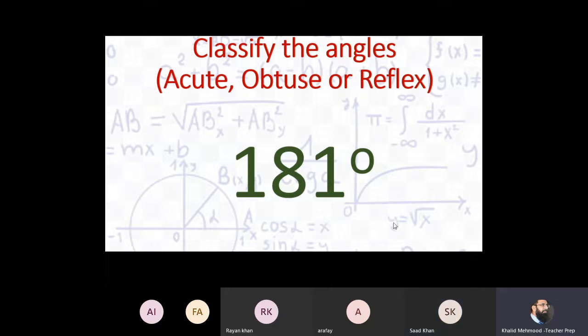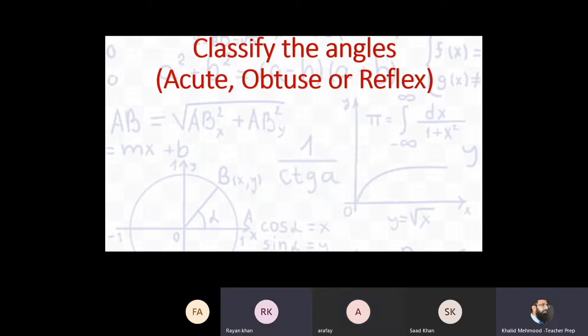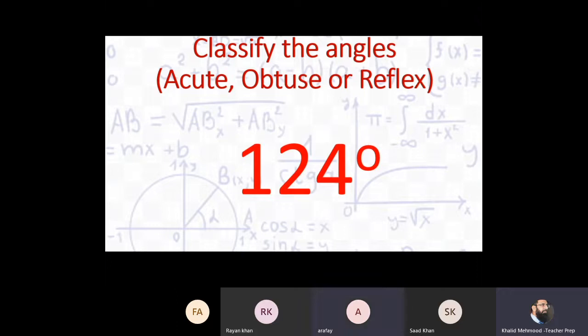Okay. Now what about 180 degree? Is it reflex, obtuse, or acute? Reflex angle. Good. Now what about 89 degree? Acute angle. Good. Well done. So what about this angle? 124. Obtuse angle. Good.